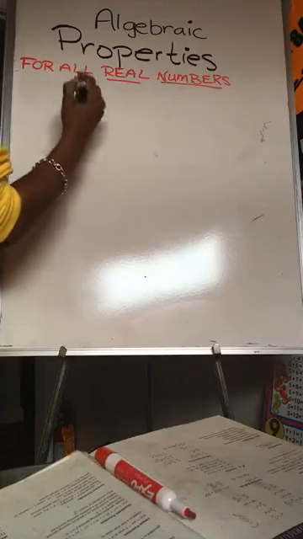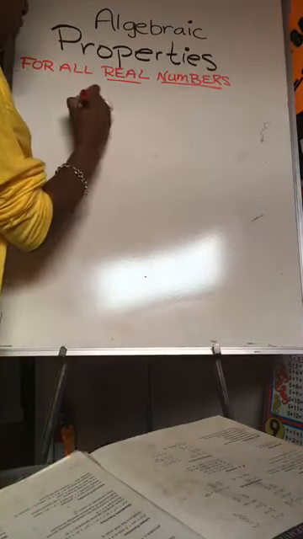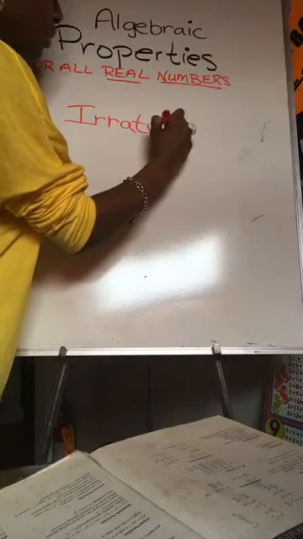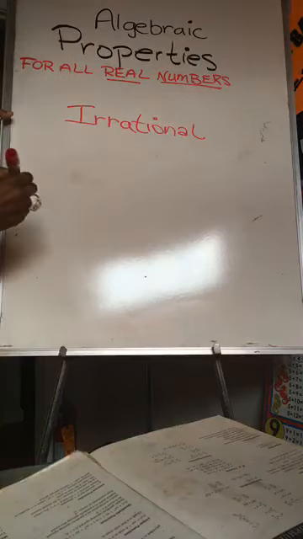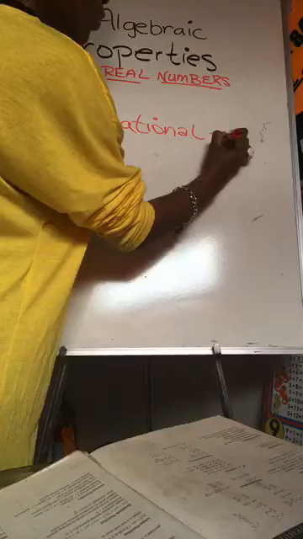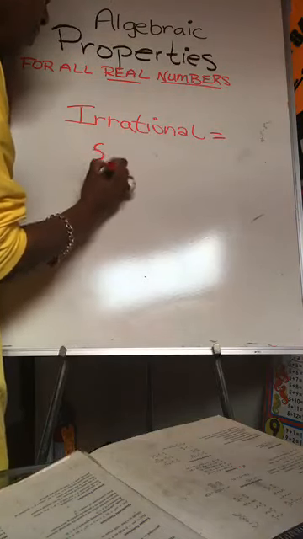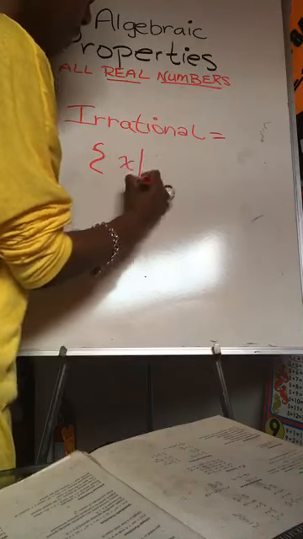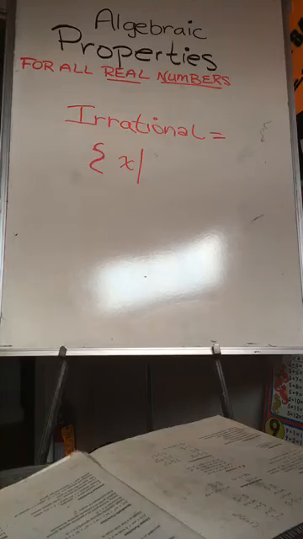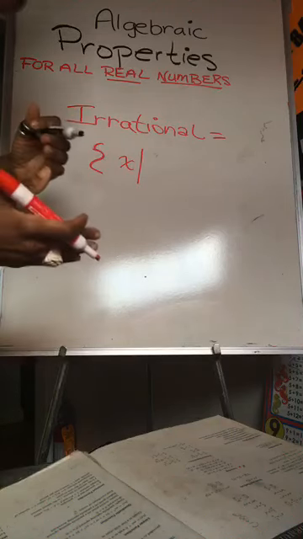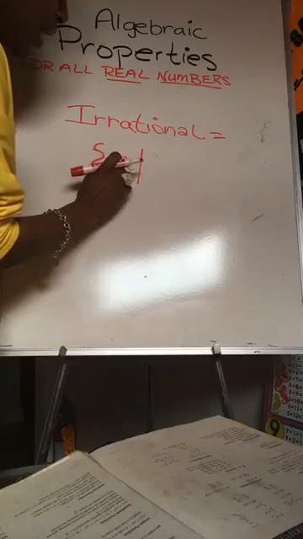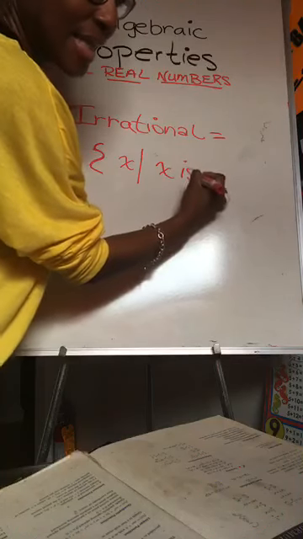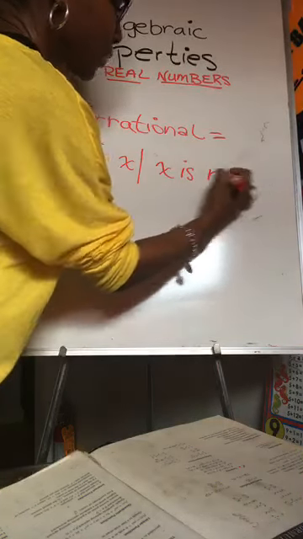Okay, let's look at the last one. The last one is irrational. Hope I'm spelling it right. Irrational. That's irrational numbers. Irrational numbers are equal to, okay? We have x. This is like saying in your intervals, okay? So x, that means x is included. I'm gonna write it here. X is not rational.